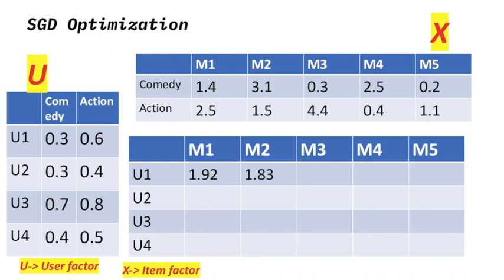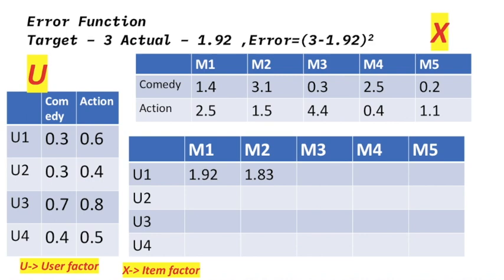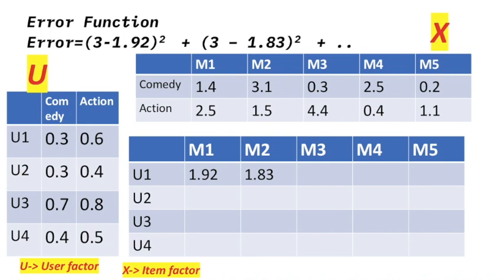Okay, now the optimization definition talks about minimizing the error, right? So what is the error over here? It is basically 3 minus 1.92, that's the difference, and mean square error basically gives you the error factor over there. And you do this for all the other components of the matrix, and you can get the mean square error. Keeping this in mind, we have to now find the optimal values for these two matrices, user factor and the item factor.